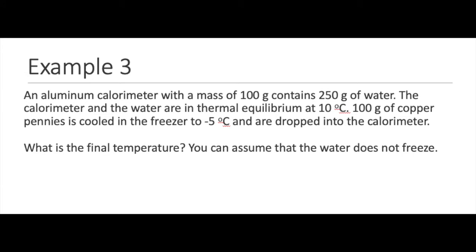An aluminum calorimeter with a mass of 100 grams contains 250 grams of water. The calorimeter and water are in thermal equilibrium at 10 degrees Celsius. 100 grams of copper pennies is cooled in the freezer to -5 degrees Celsius and is dropped in the calorimeter. What is the final temperature? Assume the water does not freeze.